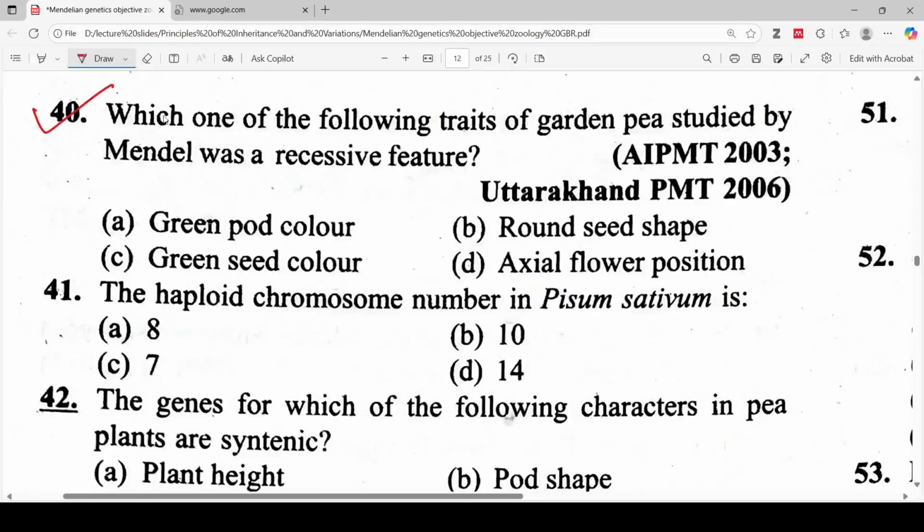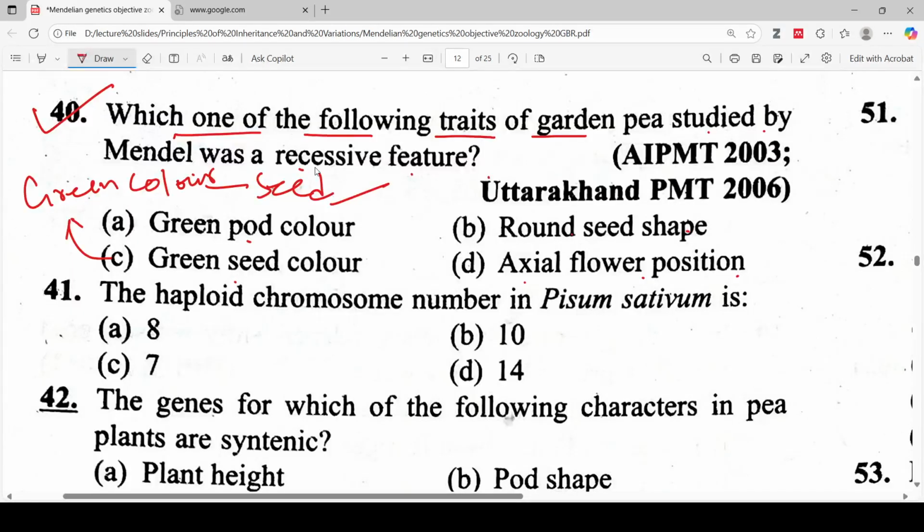number 40. Which of the following traits of garden pea studied by Mendel was a recessive feature? Green pod color, green seed color, round seed shape, and axial flower position. So the correct answer will be option C, green seed color. Next question.